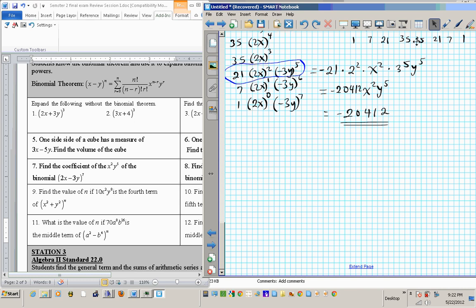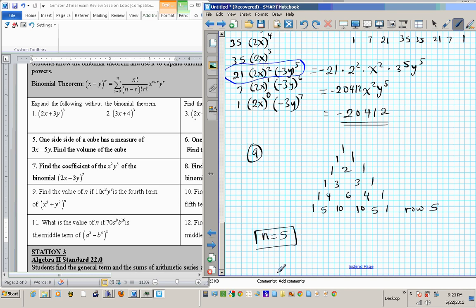So let's look at number 9. What I'm just going to do is blindly create my Pascal's triangle and see which one has a fourth term of 10. So for number 9, I'm going to go 1, no 10 yet, 1, 1, no 10 yet, 1, 2, 1, no 10 yet, 1, 3, 3, 1, no 10 yet, 1, 4, 6, 4, 1, no 10 yet, 1, 5, 10, 10, 5, 1. Wait a minute. First, second, third, fourth. This is the term we're looking for. So what row is this? This is row 5. So since this is row 5, that tells me that n is simply 5. Okay? So that's all you need to do.